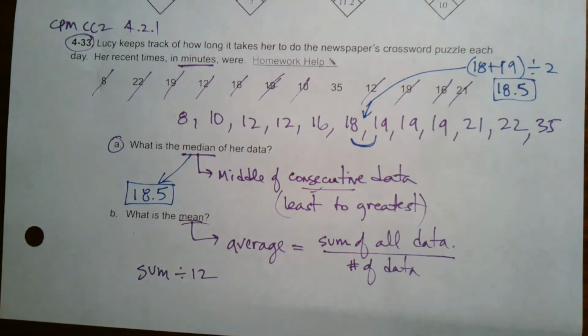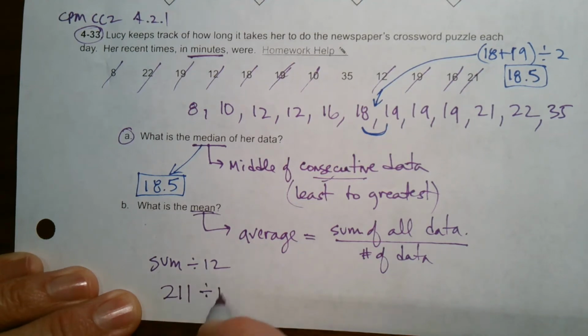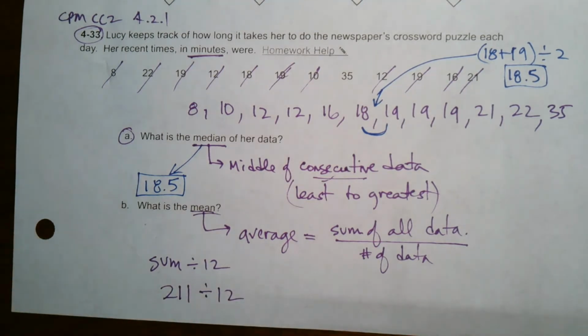One more time. Plus 12. Yep, 211. So that's my sum. I always check my addition twice. So 211 divided by 12 is what I need to figure out.